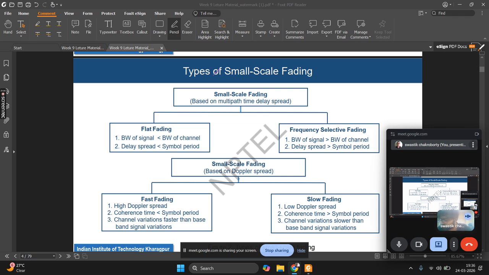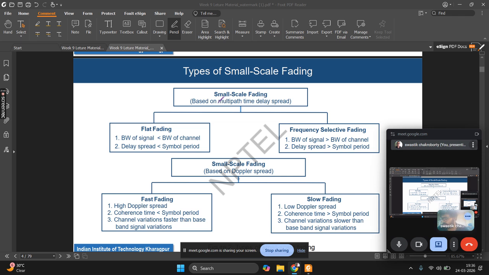In frequency selective fading, some frequencies are affected by this fading more than others. This happens when the bandwidth of the signal is more than the bandwidth of the channel and the delay spread is more than the symbol period. Then you will experience frequency selective fading, which will affect the frequencies unequally. So that is the nature of small scale fading based on multipath.